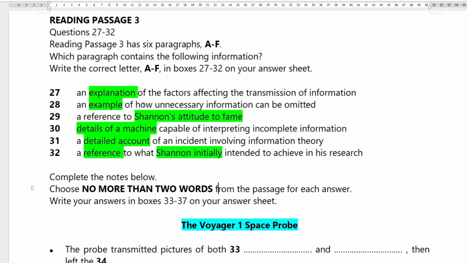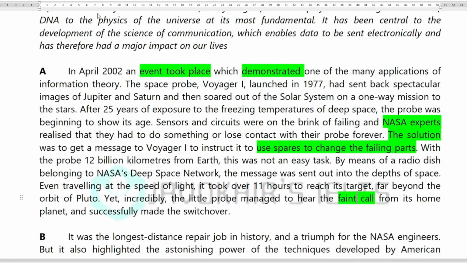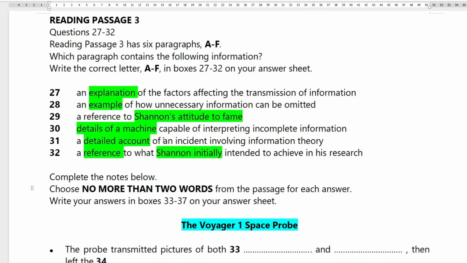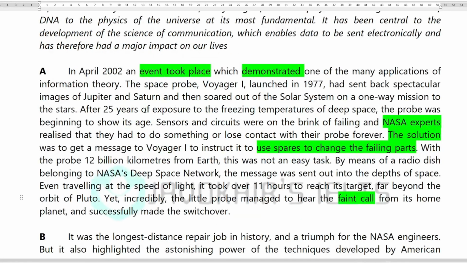So for this reason, the answer for number 31 is an explanation of the factors, a detailed account of an incident involving information theory, because in April 2002, an event took place which demonstrated an event. First of all, I want you to pay attention to the word incident. So let me actually, instead of highlighting them, I'm just going to underline them. There we go. An incident is an event, so involving information theory, which demonstrated one of the many applications of information theory.